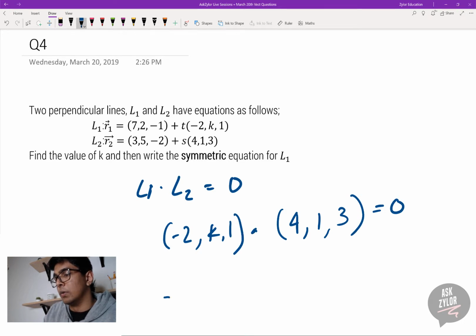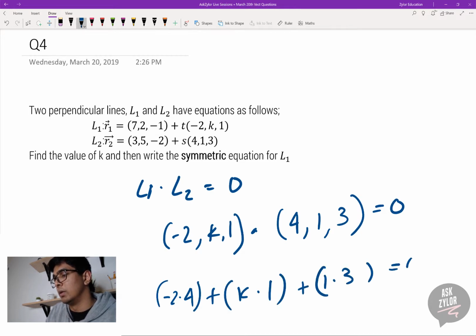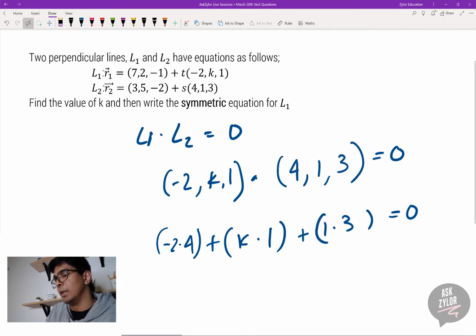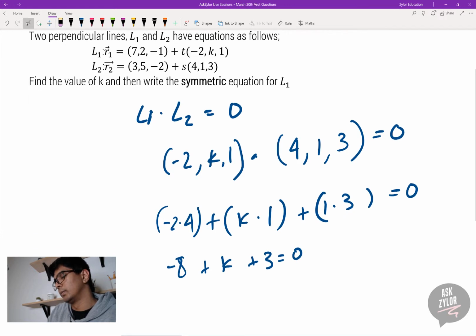So -2 times 4 plus k times 1 plus 1 times 3 should equal 0. So I'm going to simplify this. This is -8 plus k plus 3 is equal to 0. In other words, k is equal to 5.